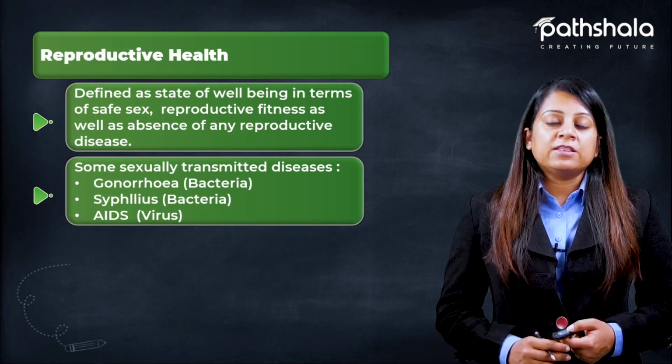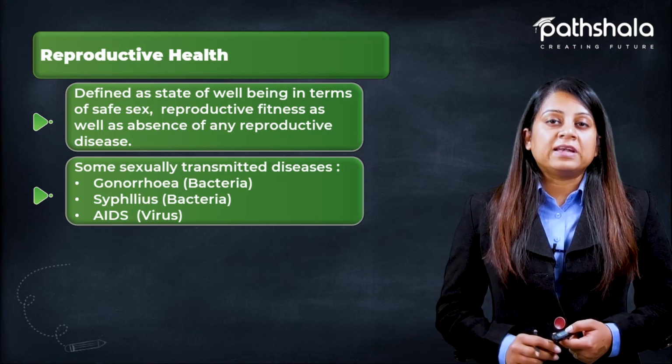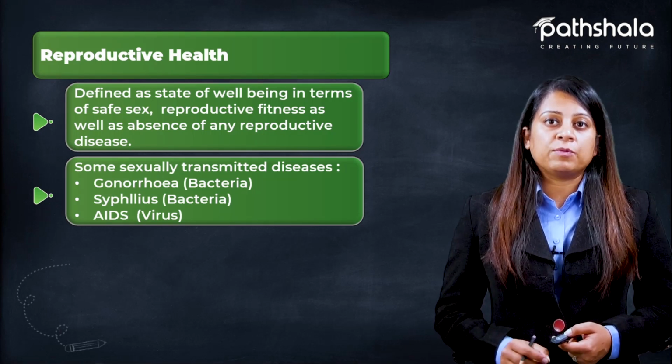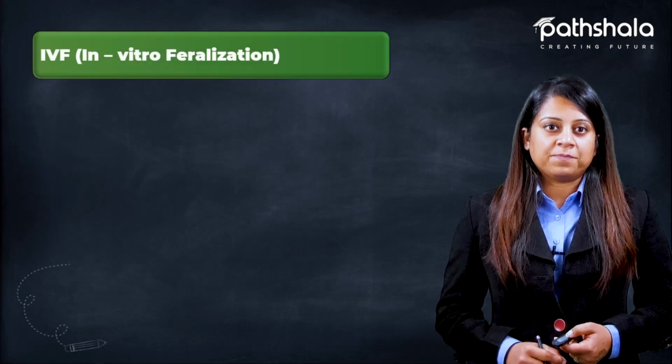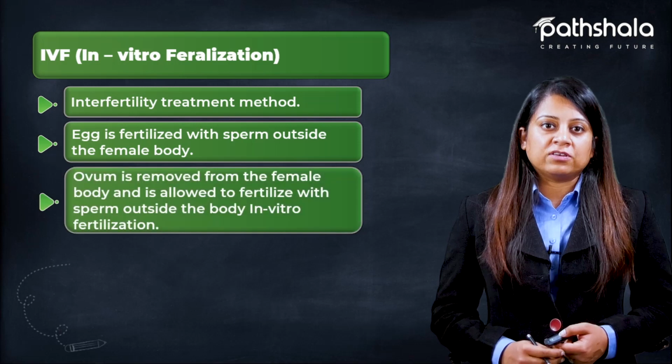For maintaining reproductive health, one should have safe sex and should maintain the hygiene of the reproductive parts and the complete body. Next is IVF, known as in vitro fertilization.